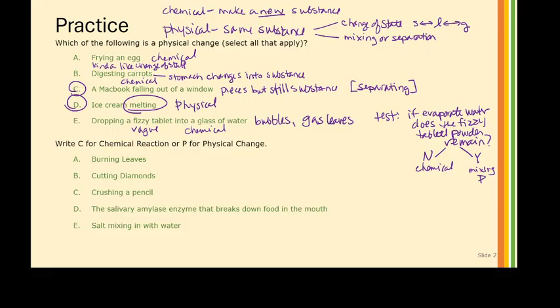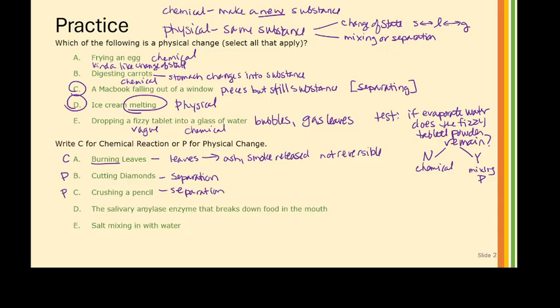Continuing on the same thing. Burning leaves. Remember, I start with leaves, and it gets converted to ash, and there's smoke released. Once that smoke is released, it's not coming back, so it's not reversible. So this is a chemical change. Cutting diamonds. This is basically a separation, right? I'm separating it into smaller pieces. So this one would be physical. Crushing a pencil. Again, I'm separating it. It's still a pencil. It's the same substances, so that one's physical.